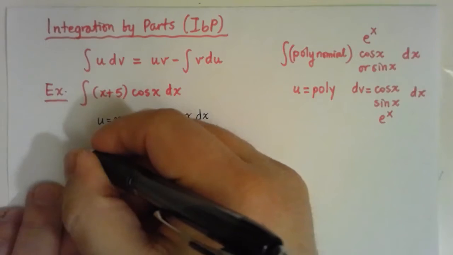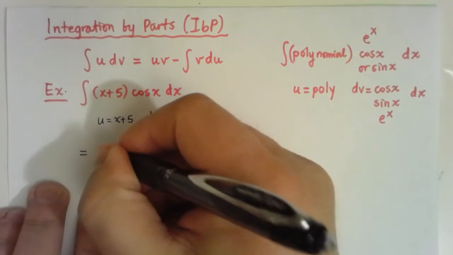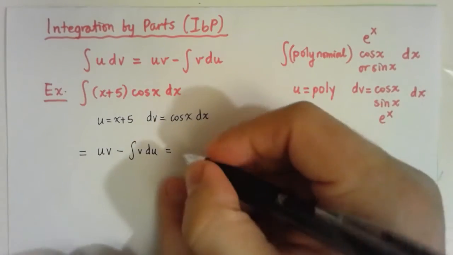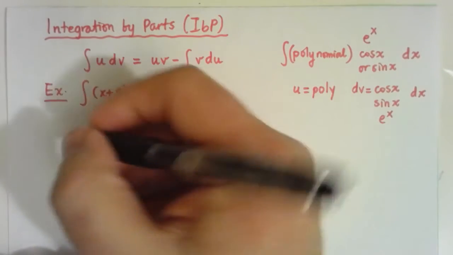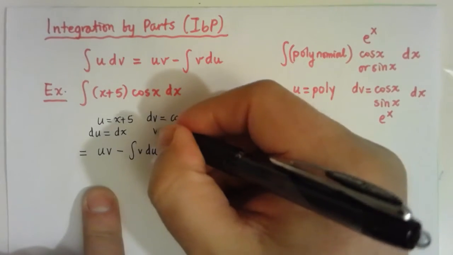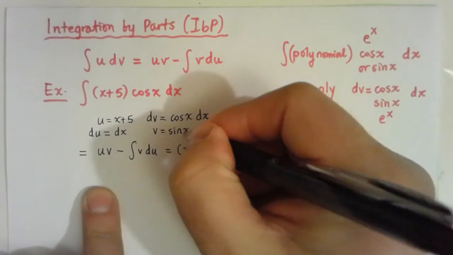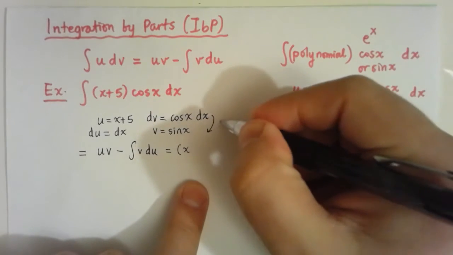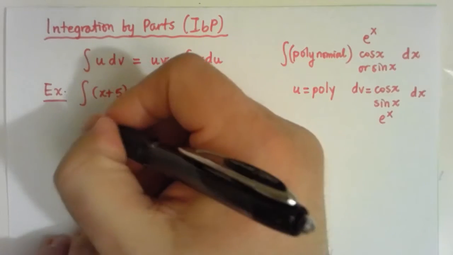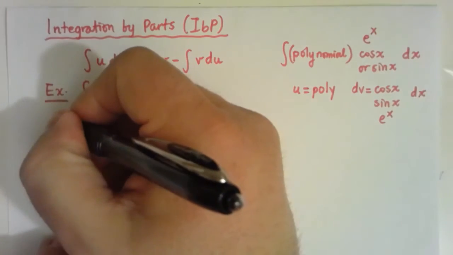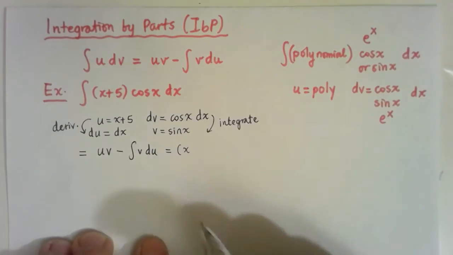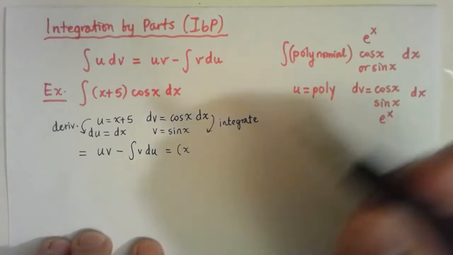So here, if you write uv minus integral v du, of course here I'm going to find du, which will be basically dx, and then v will be sine x. For v I'm basically integrating, and for du you take the derivative. You see, it's really that simple. You take the derivative, and the antiderivative of cosine x is sine x.